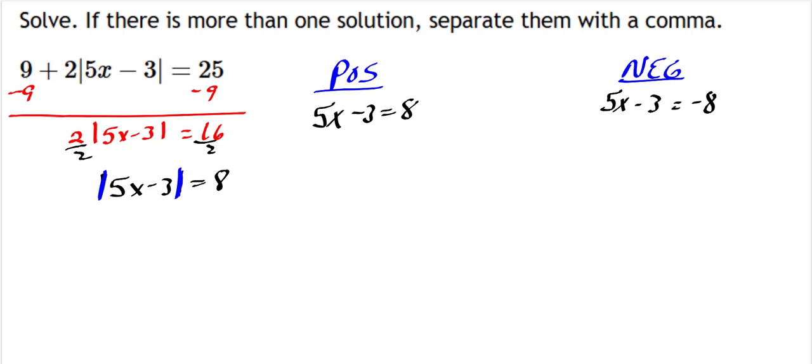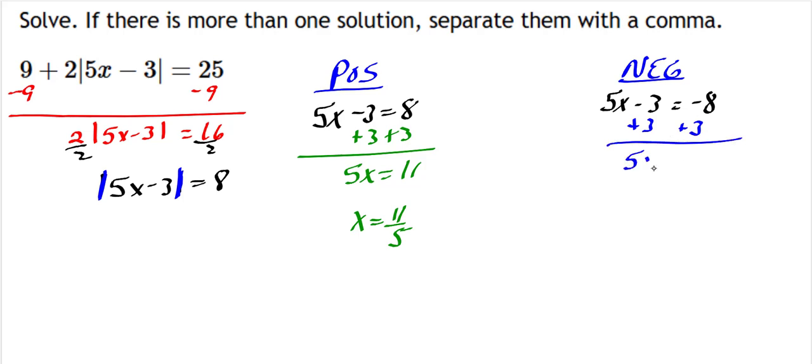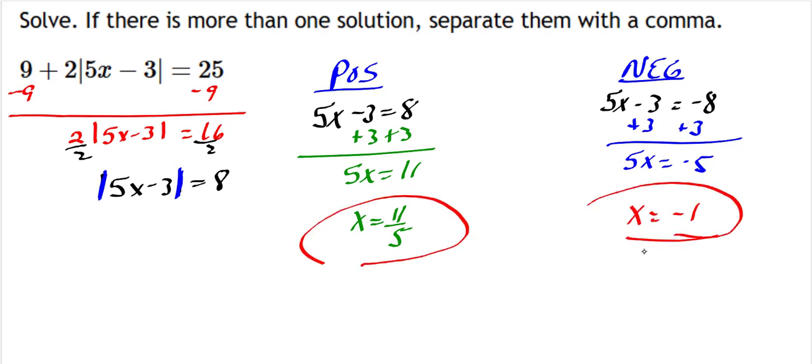And now you solve. So we're going to plus 3. So we'll get 5x equals 11. X equals 11 fifths. On this one, we'll say plus 3. We have 5x equals negative 5. And then we divide both sides by 5, so x equals negative 1. So here's our two answers. If we were to substitute those back in, it would satisfy the equation.